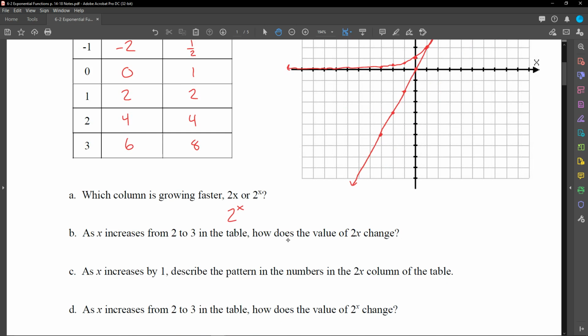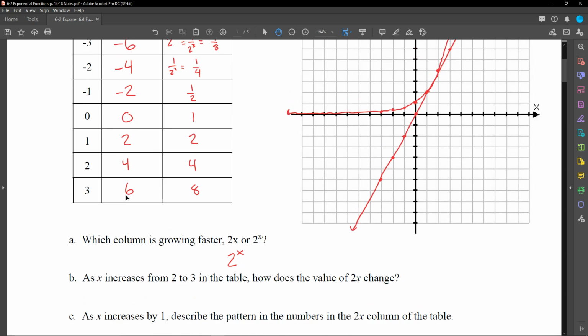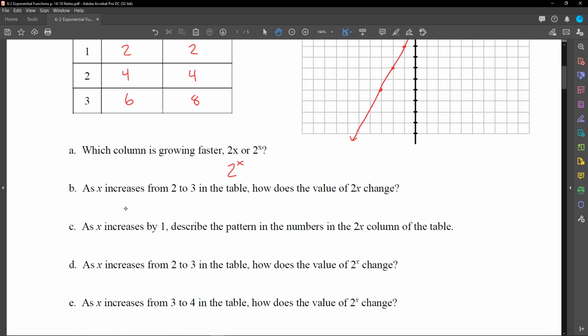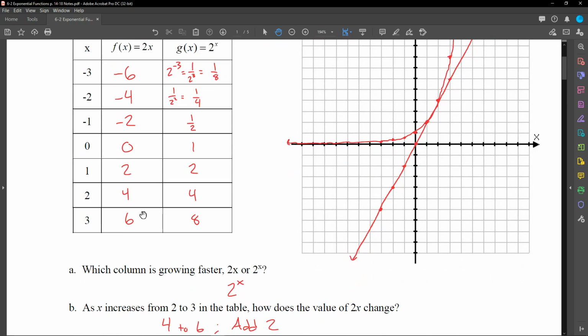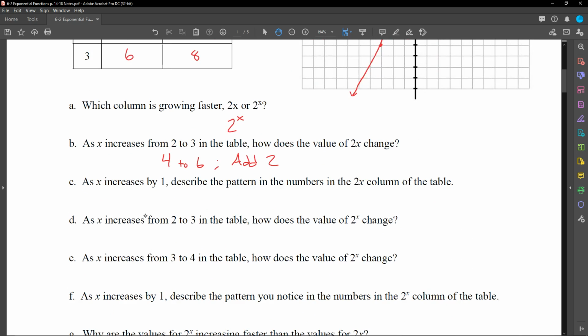As x increases from 2 to 3 in the table, what happens to 2x? Well, from 2 to 3, we go from 4 to 6, or in other words, we add 2. As x increases by 1, what's the pattern? Every single time, what's going on in between each function value? We add 2 every time.